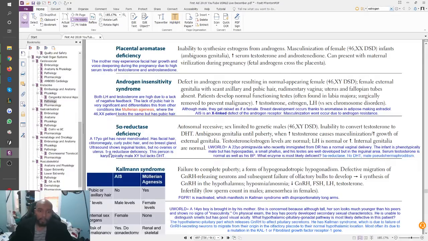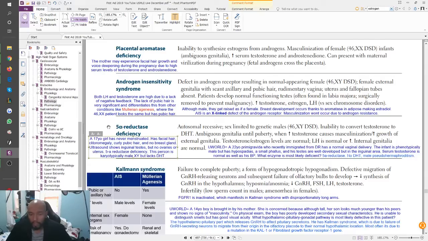So on the left, I have a little thing. It says a 17-year-old girl has never menstruated, has facial hair, clitoromegaly, curly pubic hair, and no breast gland. Ultrasound shows inguinal testes, but no ovaries or uterus. 5-alpha reductase deficiency. This person is karyotypically male XY but lacks DHT. Okay, so you've got to make sure you can understand that stuff.